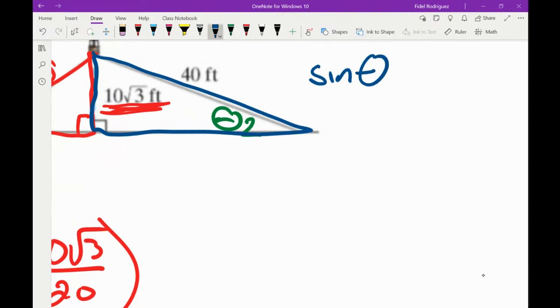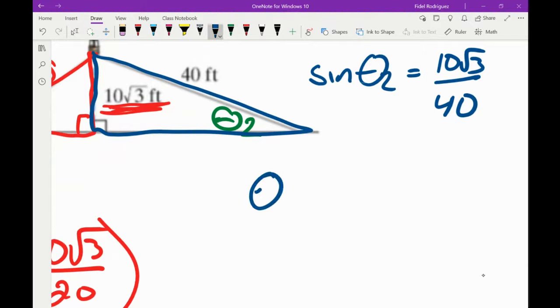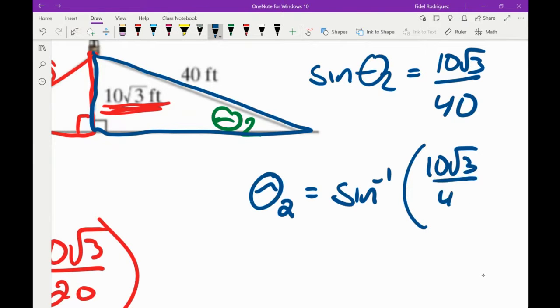So we're going to say the sine of theta 2 is equal to 10 square root of 3 all over 40, which tells me that theta 2 is going to be the inverse sine of 10 square root of 3 over 40, right?